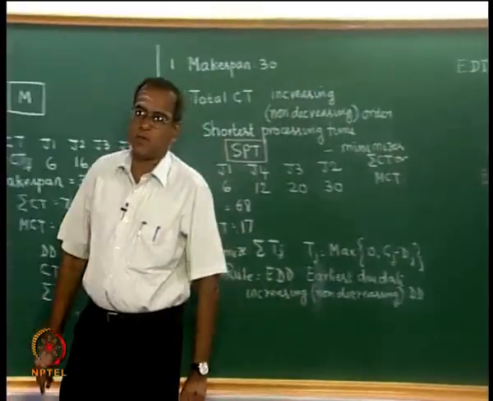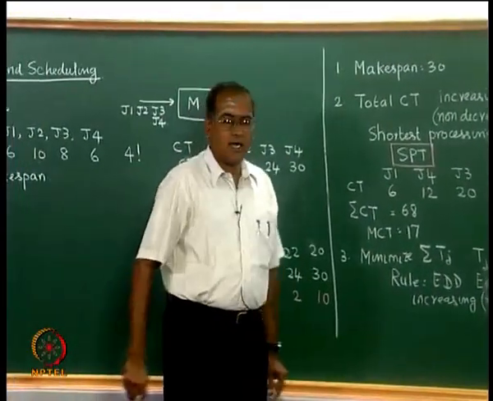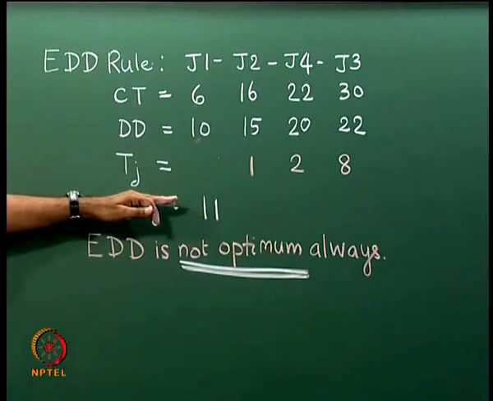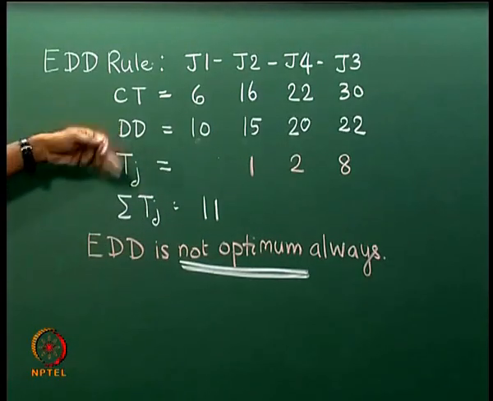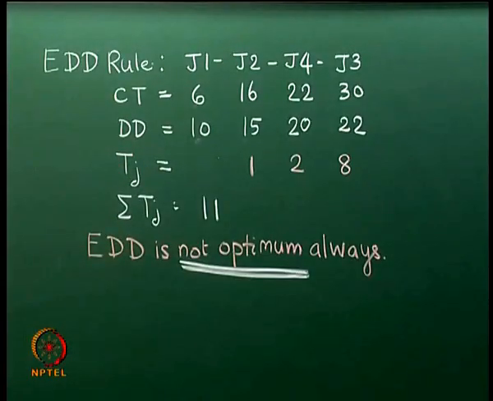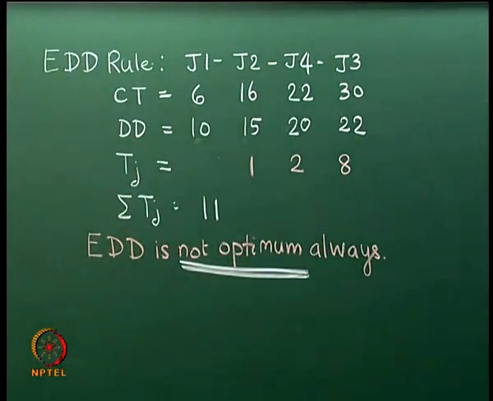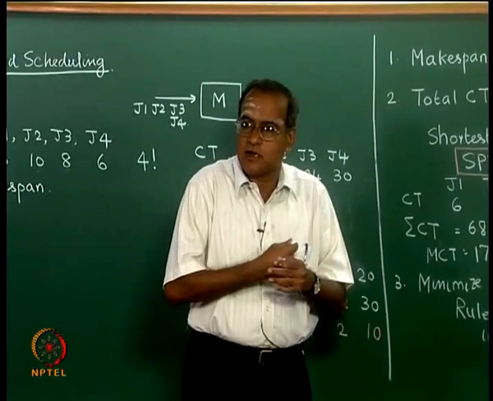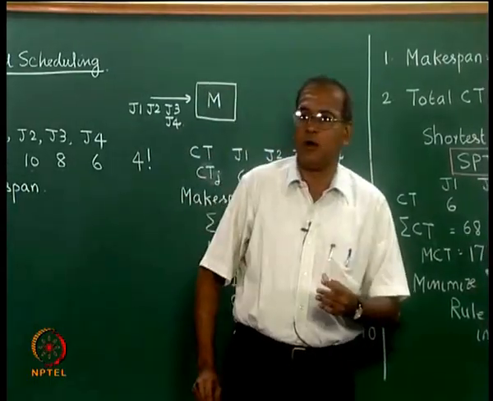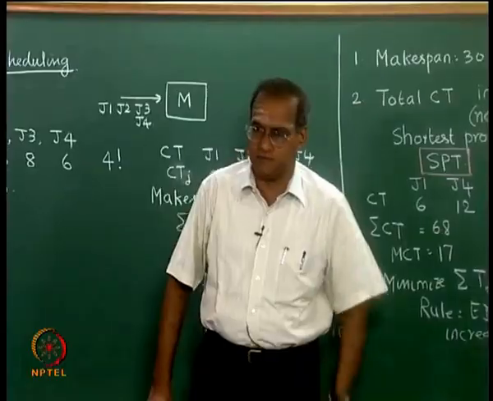Now, there are examples through which we can show that the EDD rule is not always optimum. Though in our example we have calculated a total tardiness of 11, which actually turns out to be optimum for this particular illustration, EDD need not give us the optimum solution always. Then we get into the next question: can we get to the optimum solution always, and if so, how do we get to the optimum solution always?